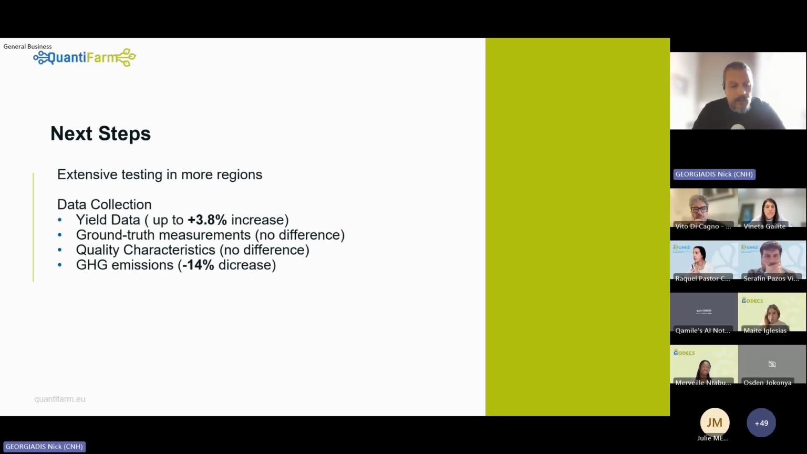Our partners from Polimi, the Politecnico di Milano, from Quantifarm calculated the gas emissions via the reduction of nitrogen, which is minus 14%. And also we've seen that the quality characteristics and ground truth measurements showed no difference despite the savings that have been provided. That was for me. Thank you very much.